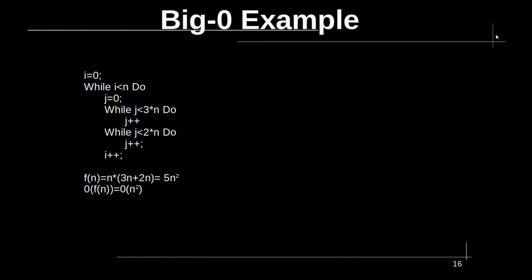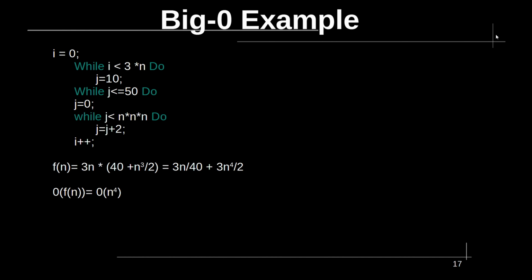So using this rule, you're going to see that it takes n work to do the outer loop. We multiply by 3n work to do the second loop, and then 2n work to finish the third loop, which gives us 5n squared after calculations, so big O of f of n will be equal to big O of n squared.